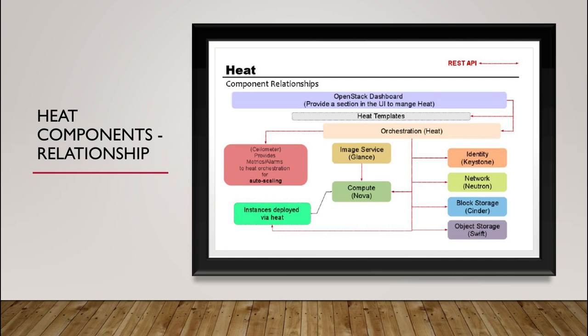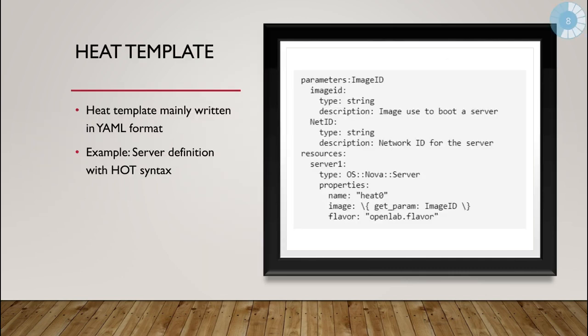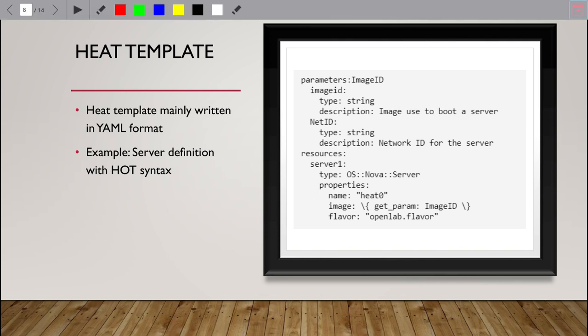So this is an example heat template, it looks like that. Heat templates are mainly written in YAML format, and it uses server definition with HOT syntax. So this is a template example where you define parameters, for example image id with type string, description: image used to boot a server. So like this you write a heat template to have your orchestration service enabled on your OpenStack platform.